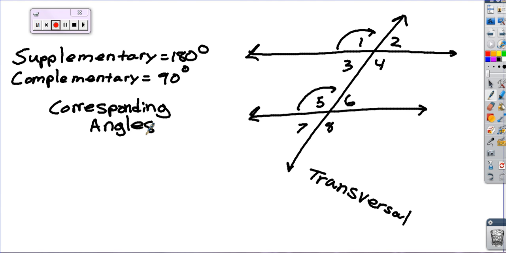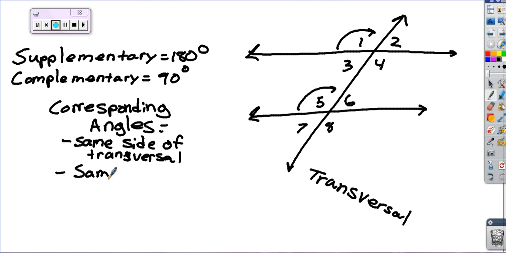Corresponding angles. They are on the same side of the transversal and same side of the parallel. We'll explain what that means in a second if you're not sure.